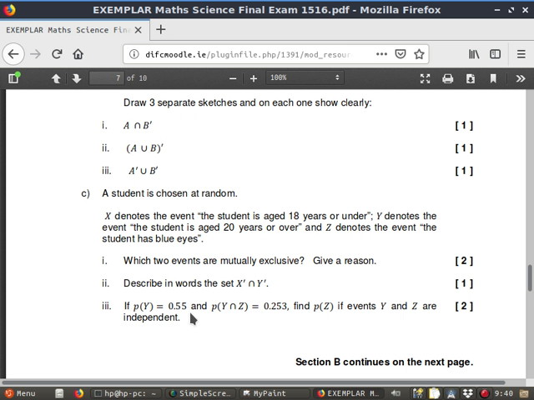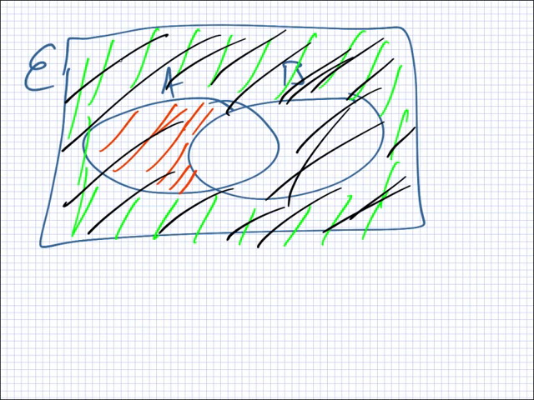Okay, let's start to have a look now if you're ready. Which two events are mutually exclusive here? X and Y. X and Y, good. Because you can't be both 18 and under and 20 and over at the same time.